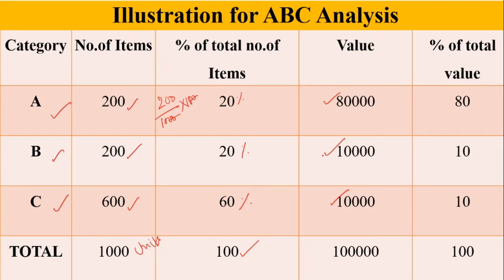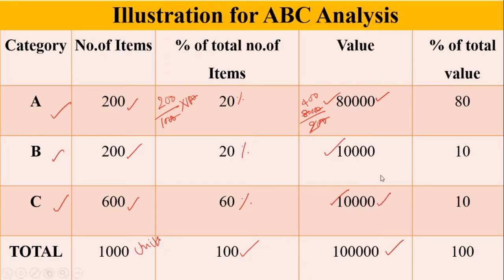Then based upon this, we can find out each unit value. You take the total value, that is 80,000, divided by 200 units of A. That means 400 rupees for one unit. So 400 rupees into 200 units of A material gives us 80,000. Like this, we have B 10,000 rupees, C 10,000 rupees, all put together 1 lakh.